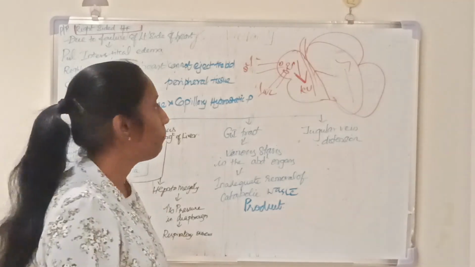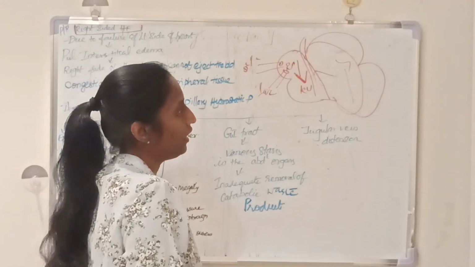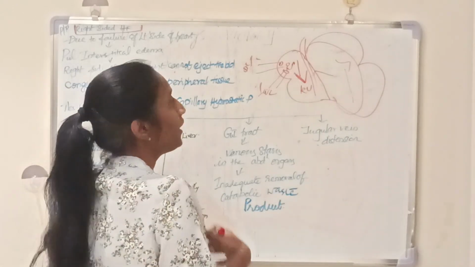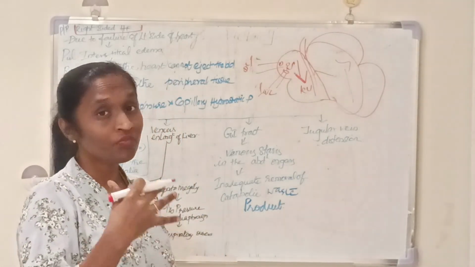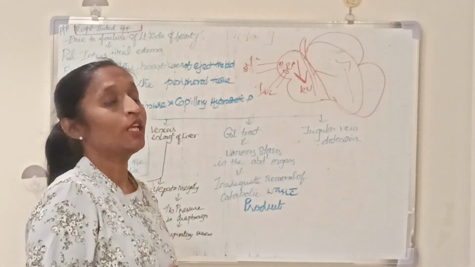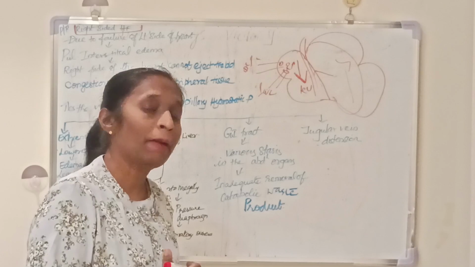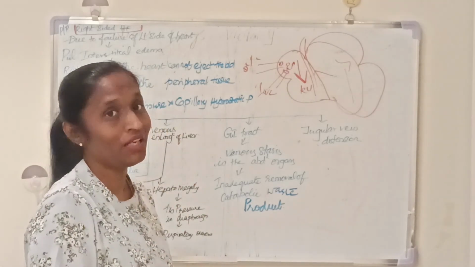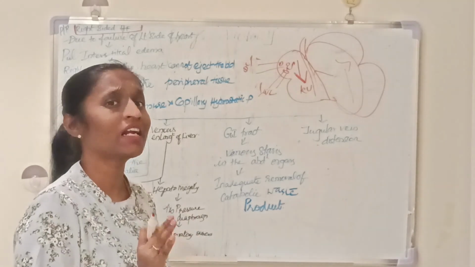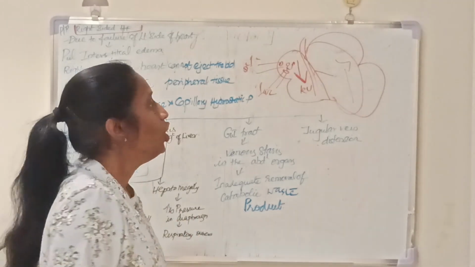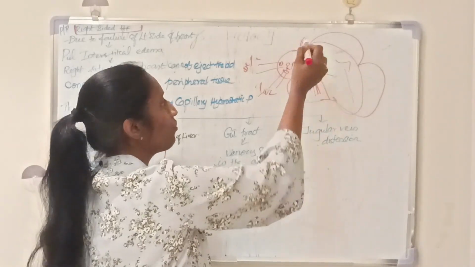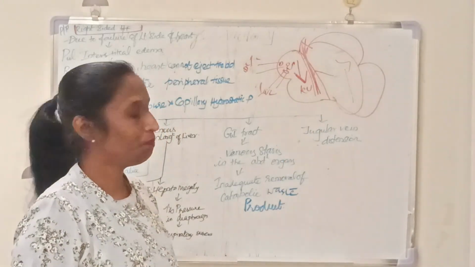So here, what is happening? There is already a failure of the left side of the heart, and then there is congestion of the blood, or pulmonary congestion. There is oozing of the blood from the pulmonary vessels into the alveoli and into the pulmonary tissues. So this is what happens in right-sided heart failure. Understand?